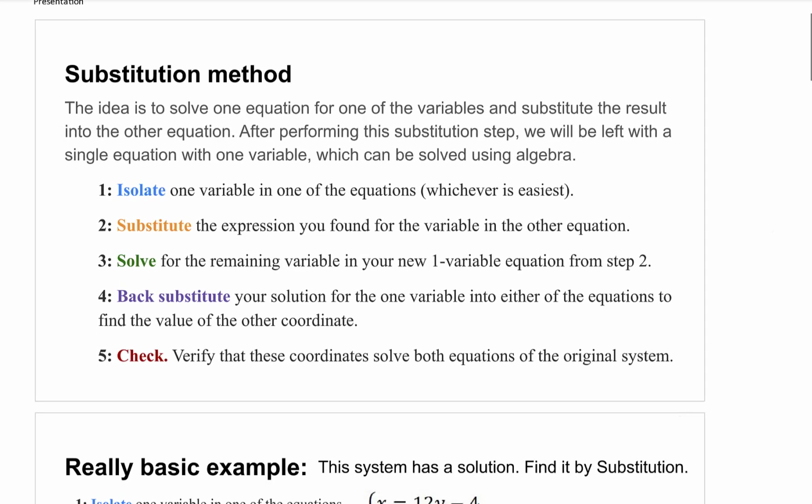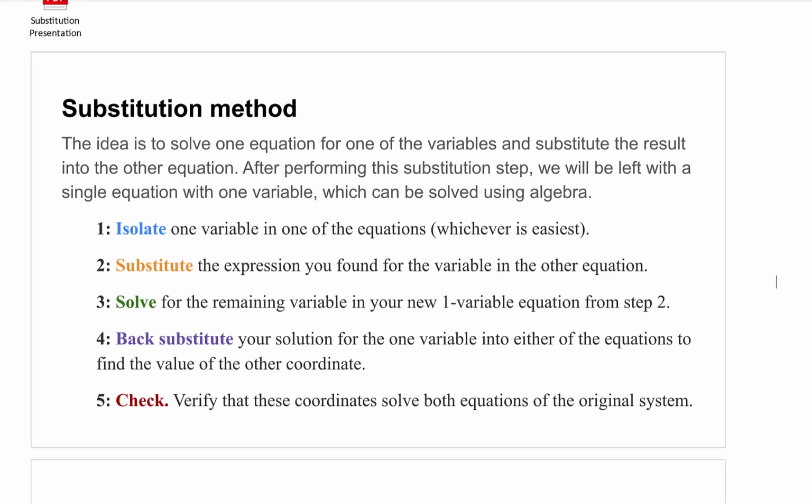This video covers the substitution method, which is one way of solving linear systems when they have one solution. The main idea is to solve one equation for one of the variables, and then substitute it into the other. When we perform the substitution step, we are left with an equation in a single variable, and then we solve that equation and back substitute.